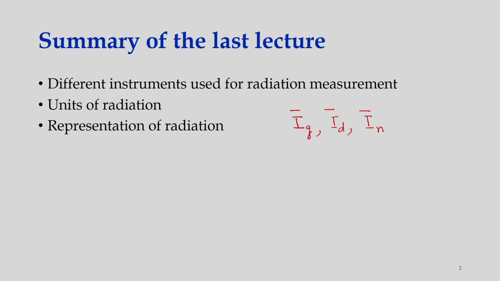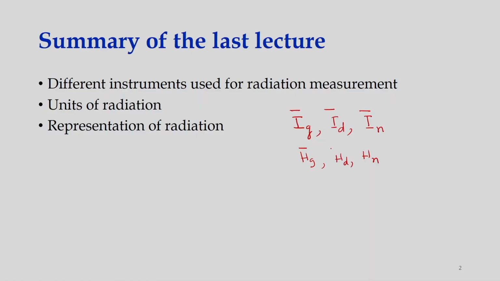And sometimes we are also interested to know the variation of radiation on a daily basis. So under those conditions, what we are going to use is Hg, Hd, then Hn. Again, if we are interested in average values, for example monthly average of daily radiation, then we will use a bar on the top of it. So these parameters we have learned in the last class.